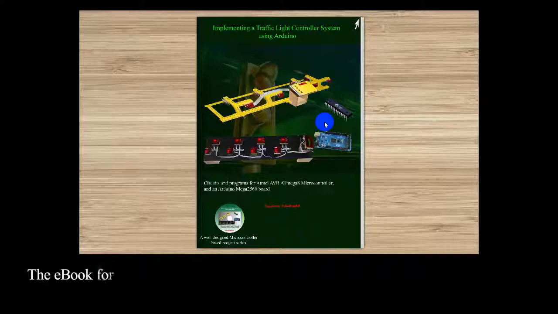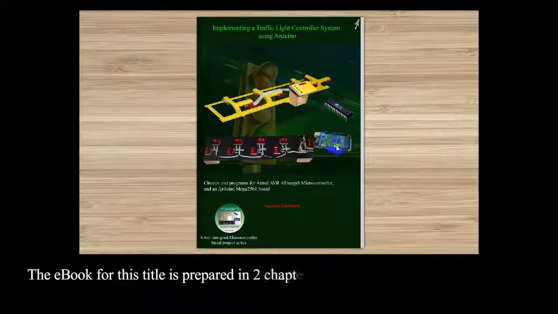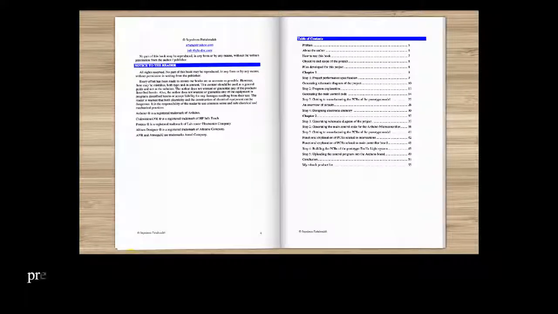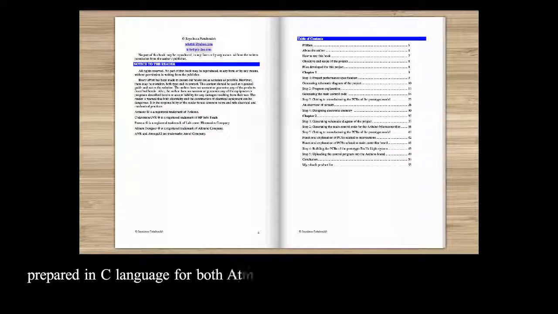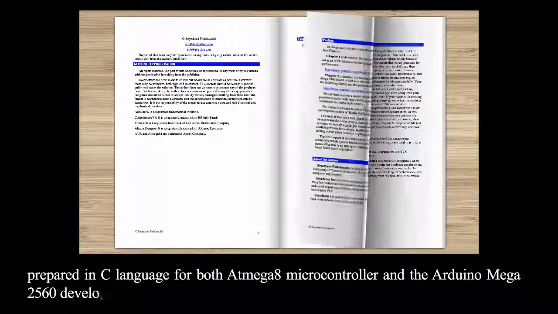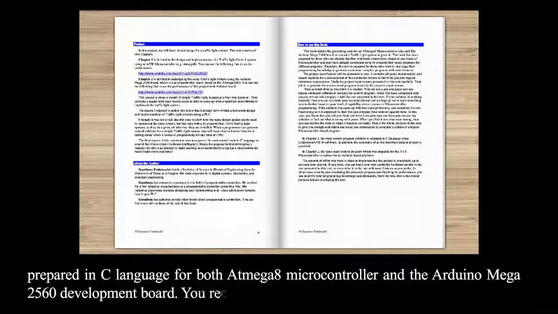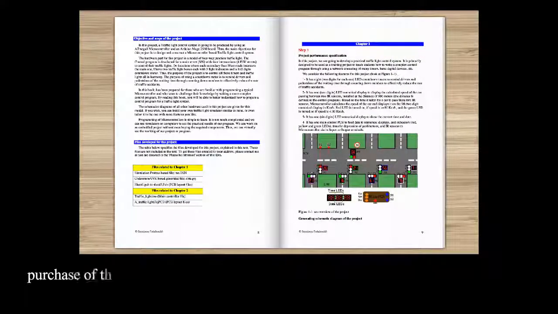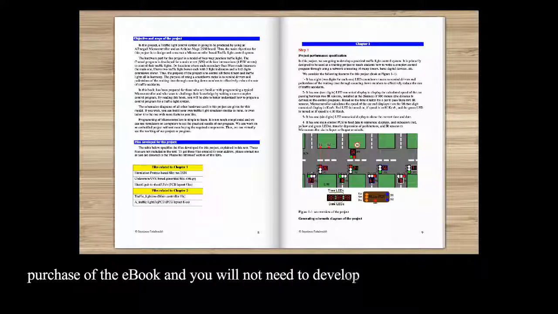The ebook for this title is prepared in 2 chapters and 51 pages. It explains the detail of the system hardware and software. All main control program solutions are prepared in C language for both the Atmega8 microcontroller and the Arduino Mega2560 development board. You receive all these software solutions upon the purchase of the ebook, and you will not need to develop any code to get the project running.